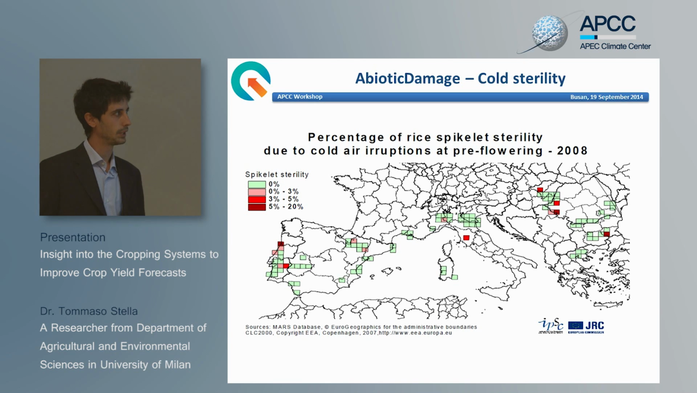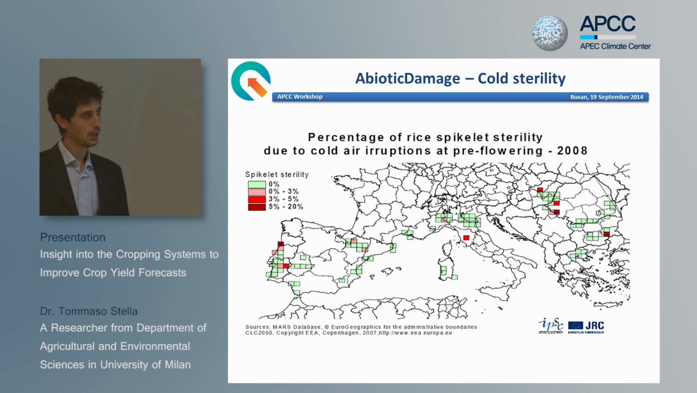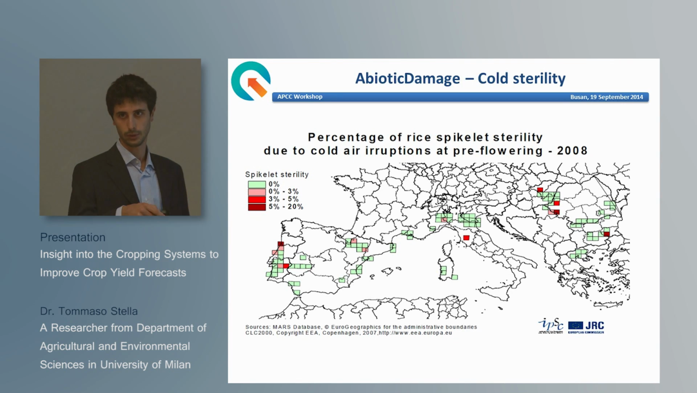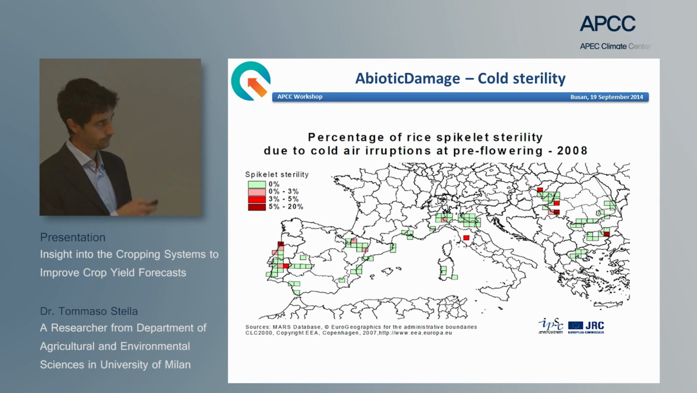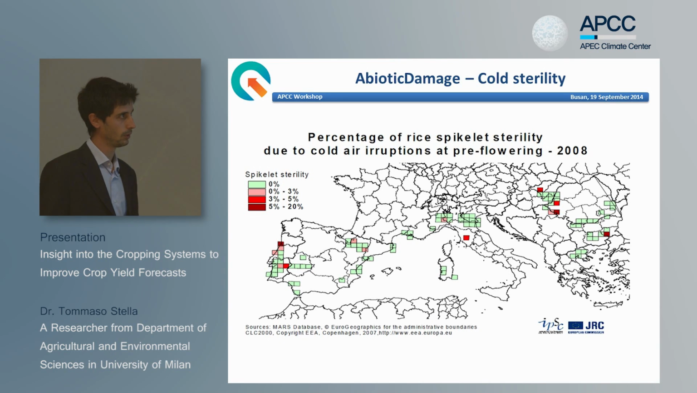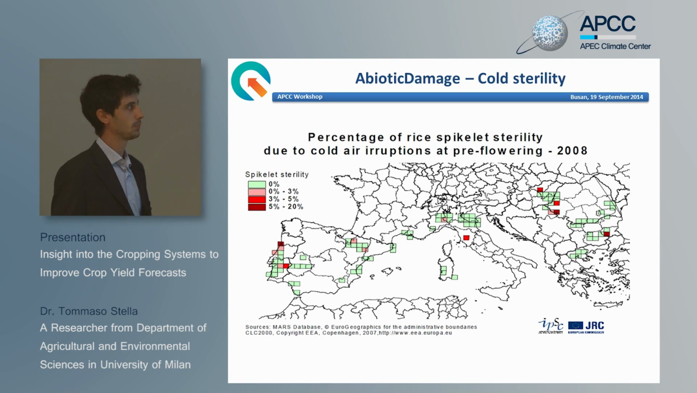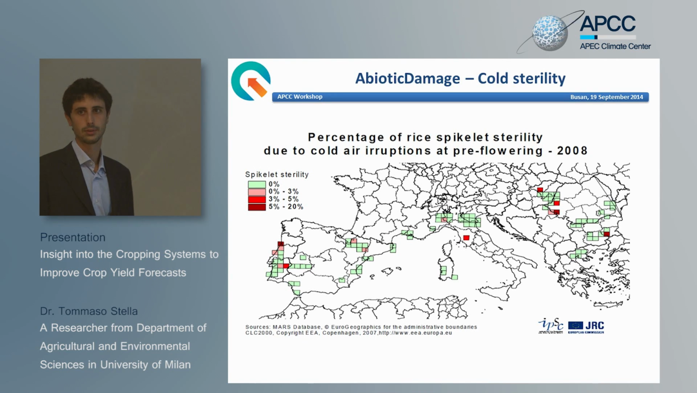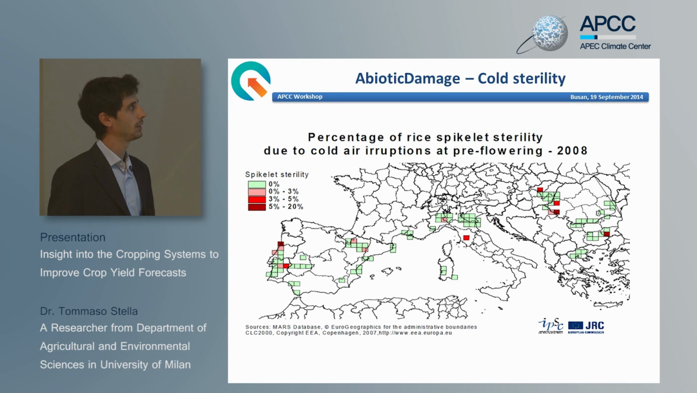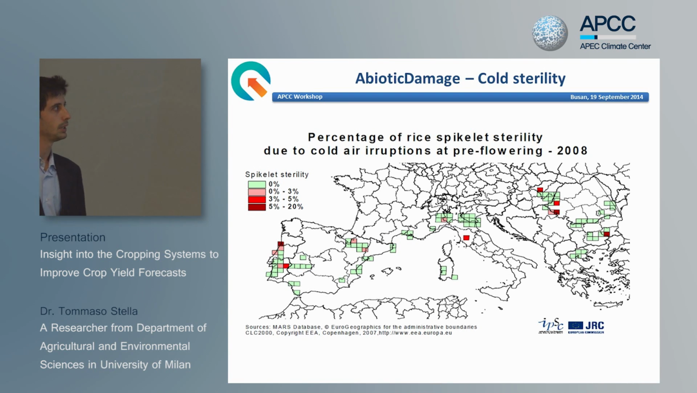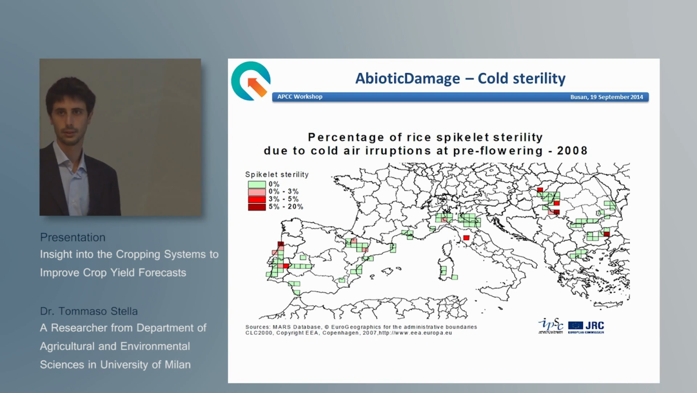And here we can see the aggregated outputs of simulation performed by JRC. This is taken from an official bulletin, rice bulletin of the crop monitoring system on the European countries. And we can see that in specific years, specific conditions, particular zones, spikelet sterility due to cold air eruption can reduce the yield even by 20%.